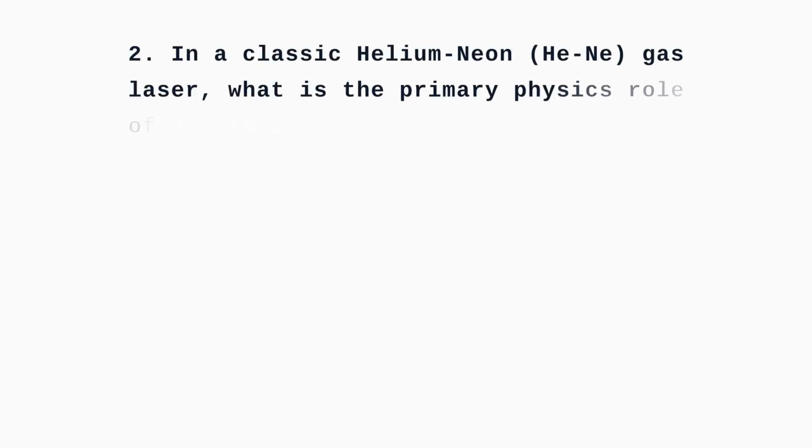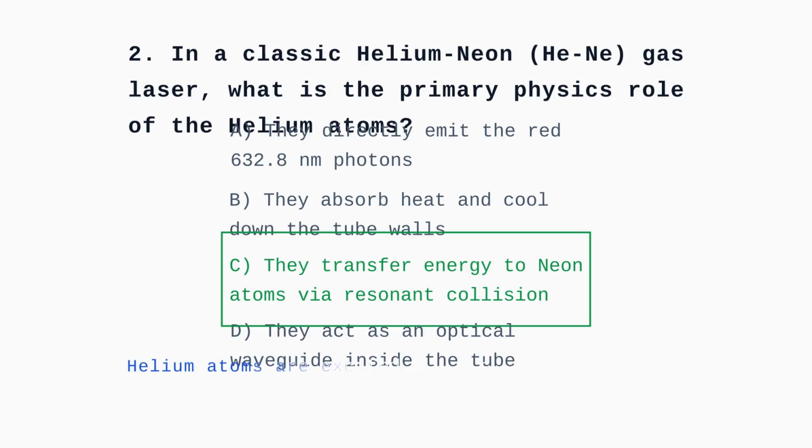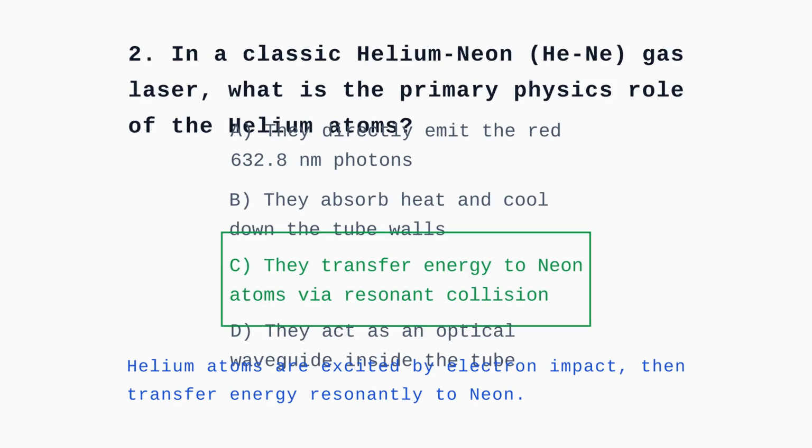Question 2. In a classic helium-neon gas laser, what is the primary physics role of the helium atoms? Helium atoms are easily excited by electrical discharges. They then collide with neon atoms, transferring energy resonantly to excite neon to the states required for lasing.